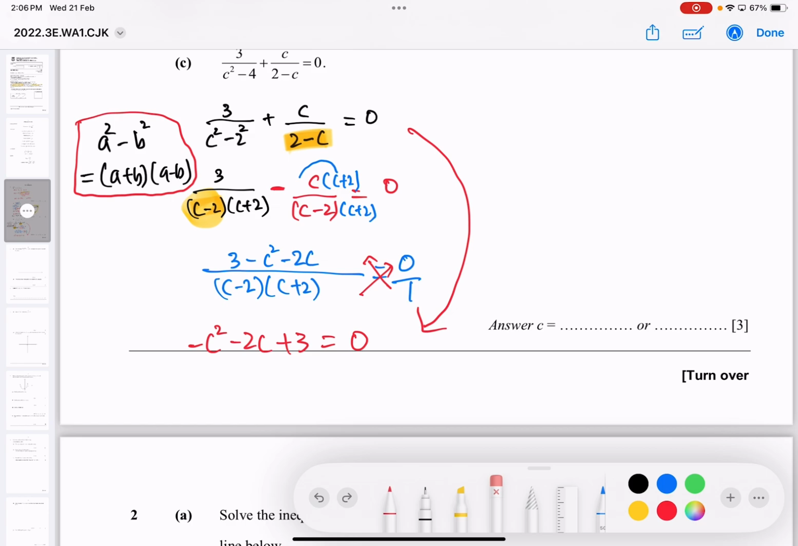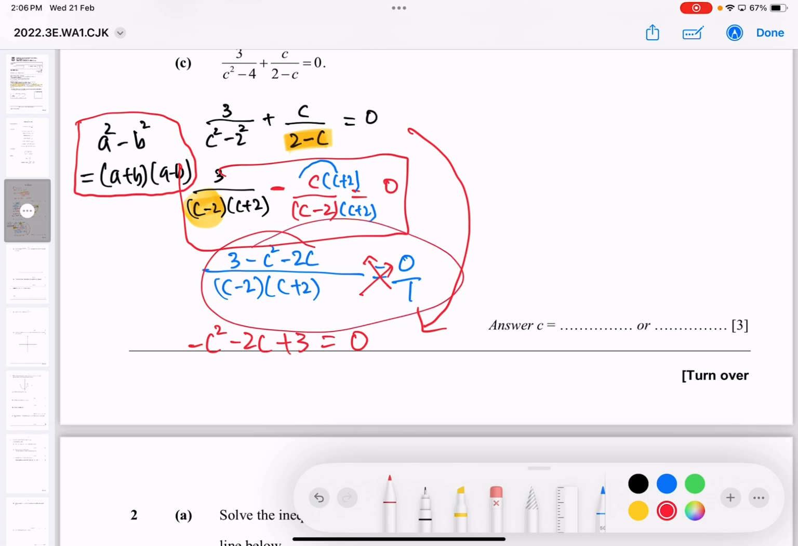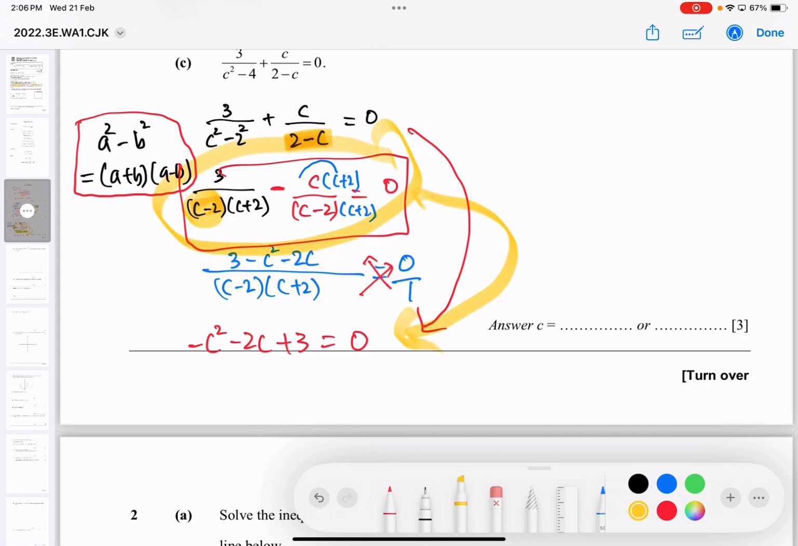But this one, the one that I circled, is usually what we want to see. This is the one that generally we want to see. If you show here, then go straight to here, sometimes we can do seen or implied, which means that we will assume that you know what you are doing.